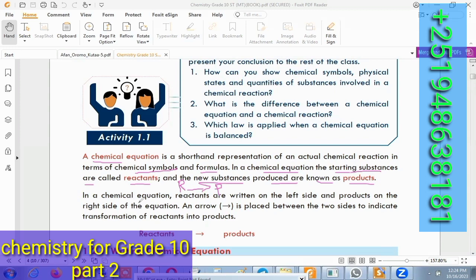In a chemical equation, reactants are written on the left hand side and the products are on the right hand side of the equation.